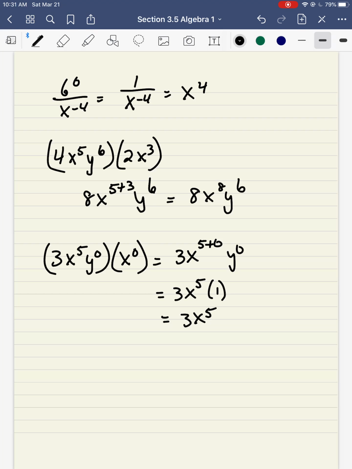Just a slight variation on this. I only have one number, 3. The other number in front of the x to the 0 is a 1. So the coefficient is just a 3. X to the 5 plus 0 and y to the 0. So 5 plus 0 on my x's is still a 5. Y to the 0 is a 1. So this whole thing makes a 3x to the 5th.